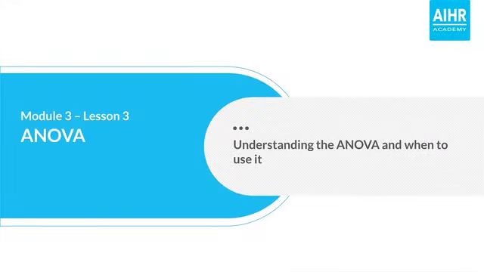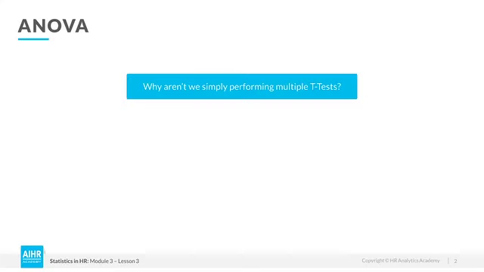Let me ask you a question. Why would you use an ANOVA instead of simply doing multiple t-tests? A t-test allows you to compare the mean between two groups, so if you have multiple means to compare, why not simply do multiple t-tests? This is a common mistake. The reason why we don't do multiple t-tests is due to the type 1 error.